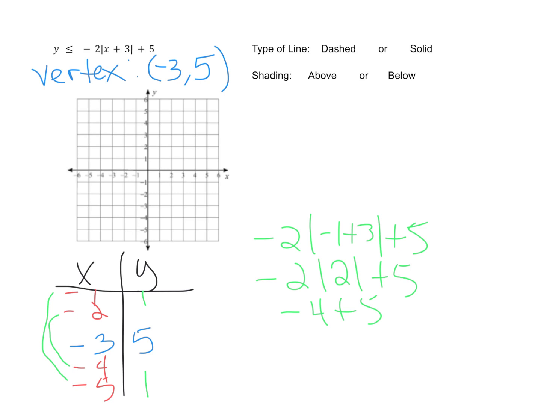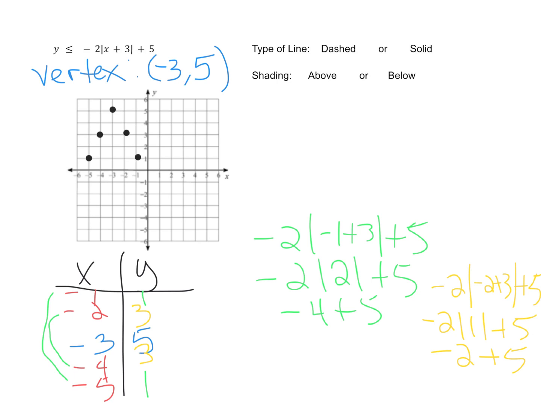Now if I plug in negative 2 for x, I get negative 2 times the absolute value of negative 2 plus 3, plus 5. Negative 2 plus 3 is 1. The absolute value of 1 is still 1, times the negative 2 in front gives me negative 2. Negative 2 plus 5 gives me a y value of 3. And I also know that I would have negative 4, 3 as well. Now that I've completed my table, I'm going to go ahead and plot my points.